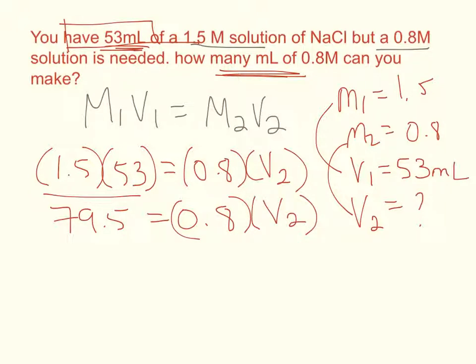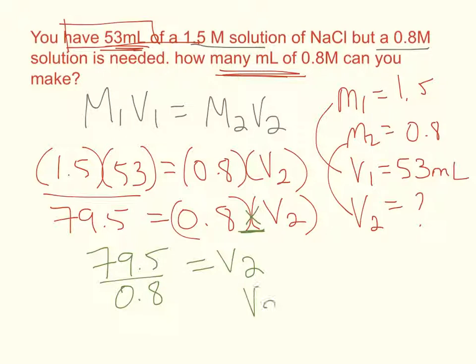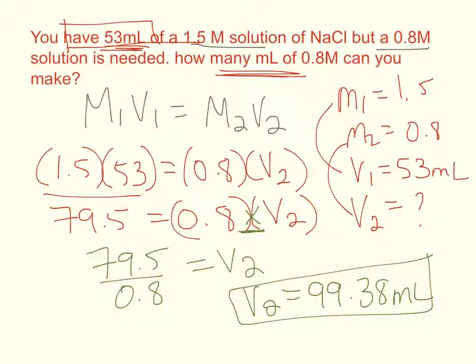We still have 0.8 in brackets and V2, but now we want to isolate V2. Because this is a multiplication, we're going to move that 0.8 across the equal sign, and it becomes the opposite order of operation. Because this is multiplication, when we move it across the equal sign, it becomes a division. So now I'm going to take that 79.5 and divide it by 0.8, and I end up getting 99.375, so approximately 99.38 milliliters, and that is our volume 2.